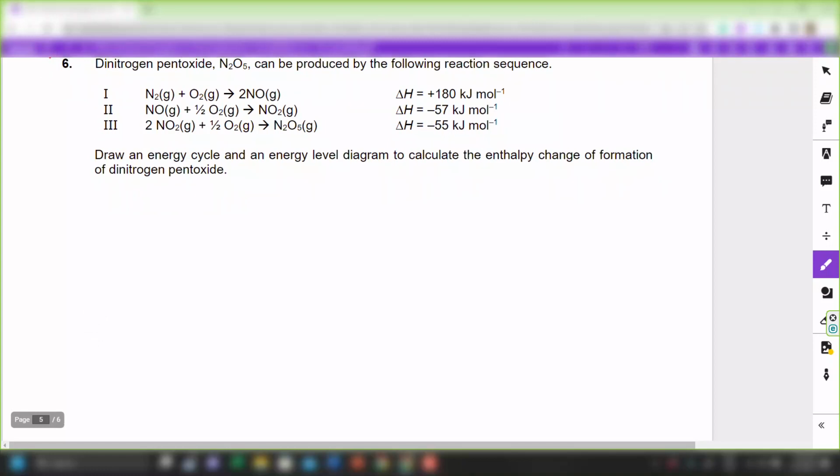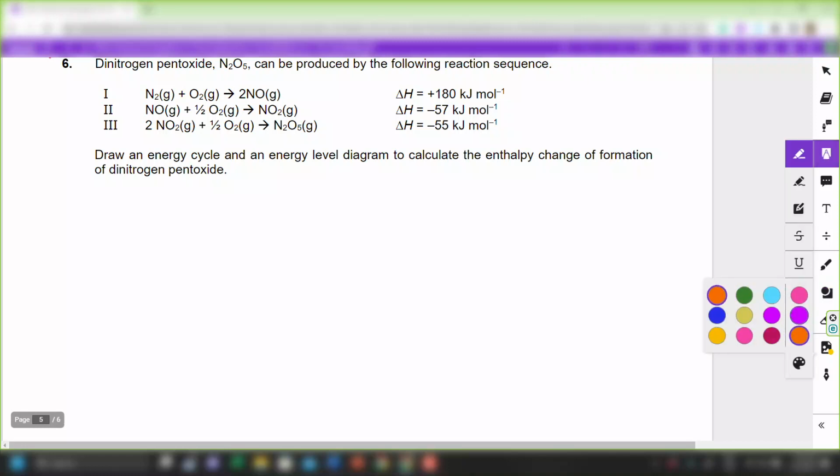Okay, here we have dinitrogen pentoxide, which can be produced from the following reaction sequence. First we need to apply a huge amount of energy to form NO, and then NO will burn to give us NO2, and then NO2 will react further to give us N2O5. So we are moving away from the energy cycle, although we are still doing the energy cycle.